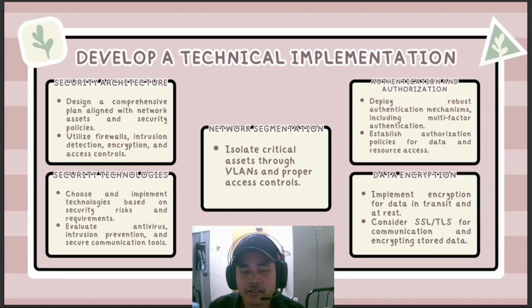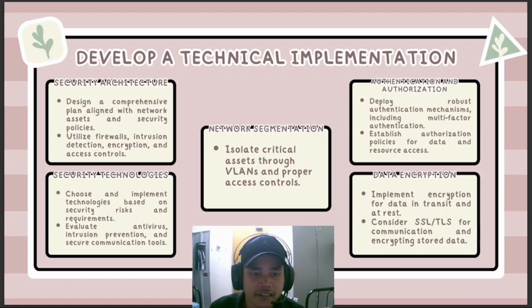So here I will discuss the next step in the 12-step program for network security design, which is develop a technical implementation. So let's discuss the first point here, which is security architecture. Here we are talking about designing a comprehensive plan that aligns with our network assets and security policies. This means we want to build a structured framework that incorporates elements like firewalls, intrusion detection systems, encryption methods, and access controls.